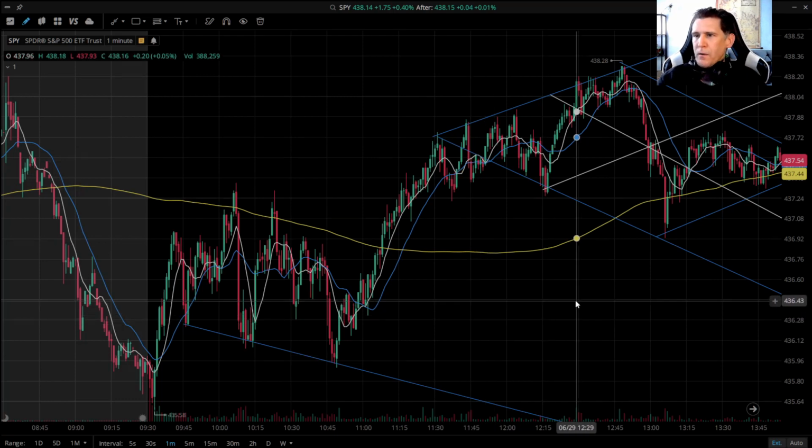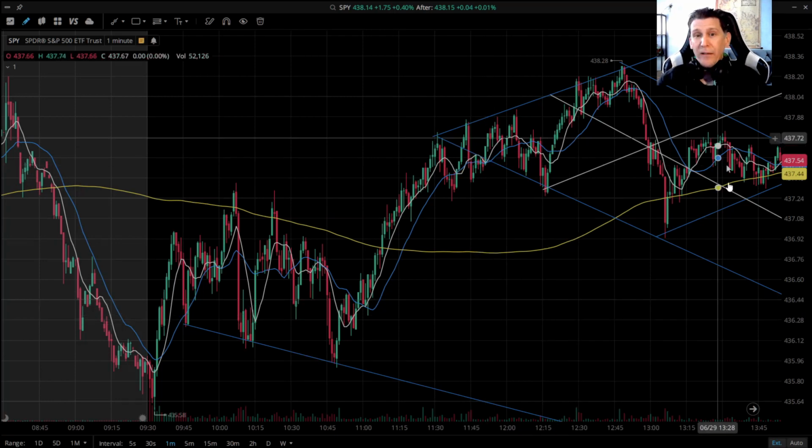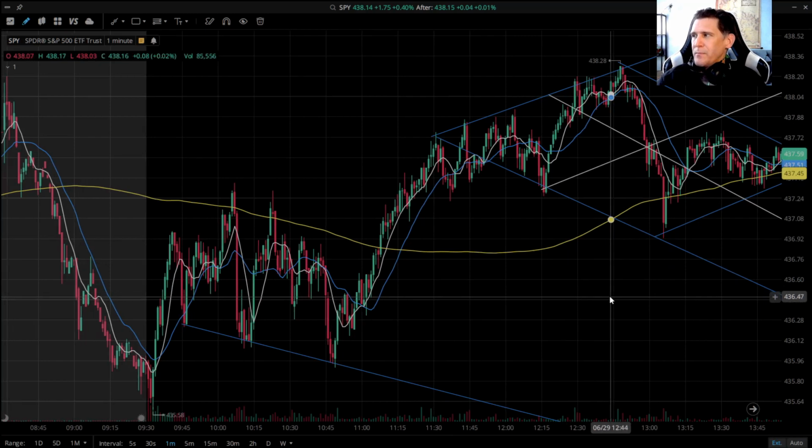So how do you find the exact trades to take after the head and shoulders pattern? Well, that's the beauty of drawing this.